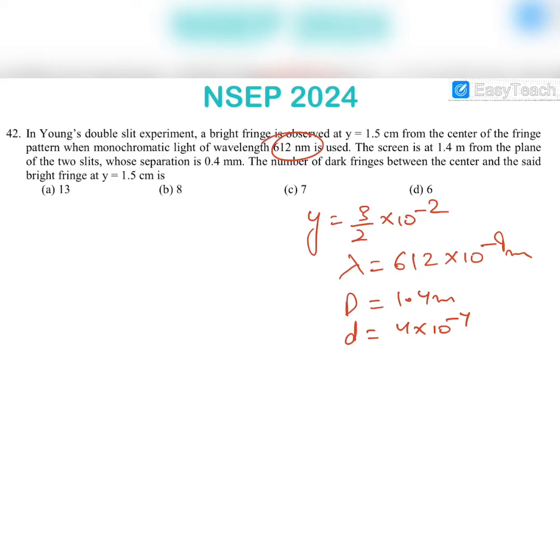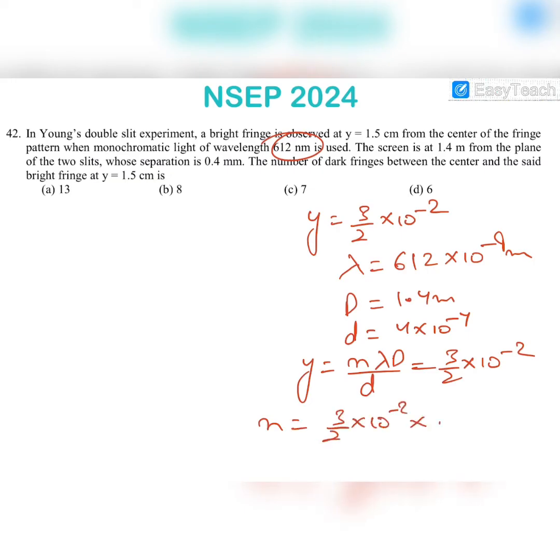So we have to find out the number of dark fringes present between this bright fringe and the central maxima. For that we have to find out the order of this bright fringe, and y is equal to n lambda capital D by small d, and y is 3 by 2 into 10 raised to power minus 2. Now n will be equal to 3 by 2 into 10 raised to power minus 2 into small d by lambda capital D.